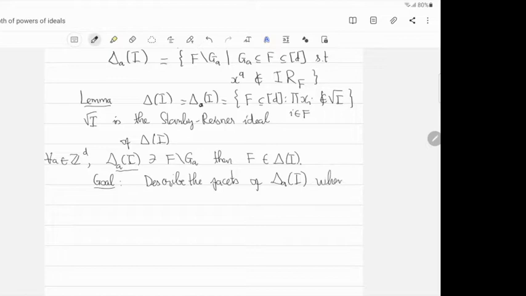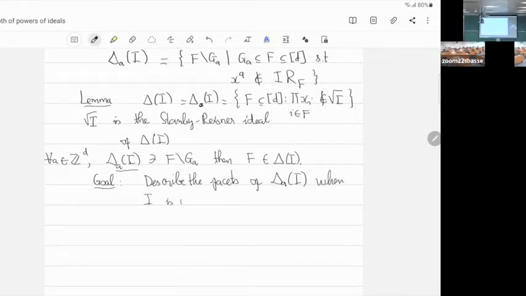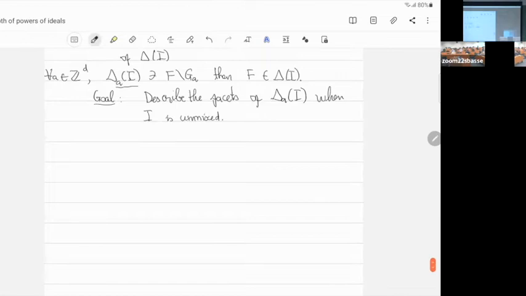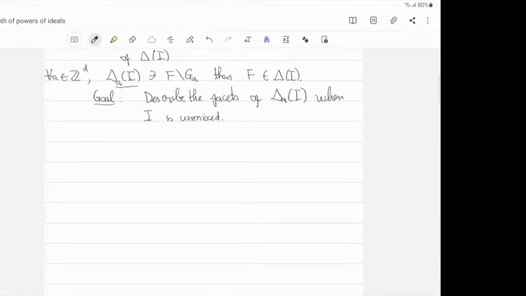When I is unmixed. So it is useful to recall a few things and do a few relevant things first. So we remark. This is not so difficult, but it is useful to recall this.